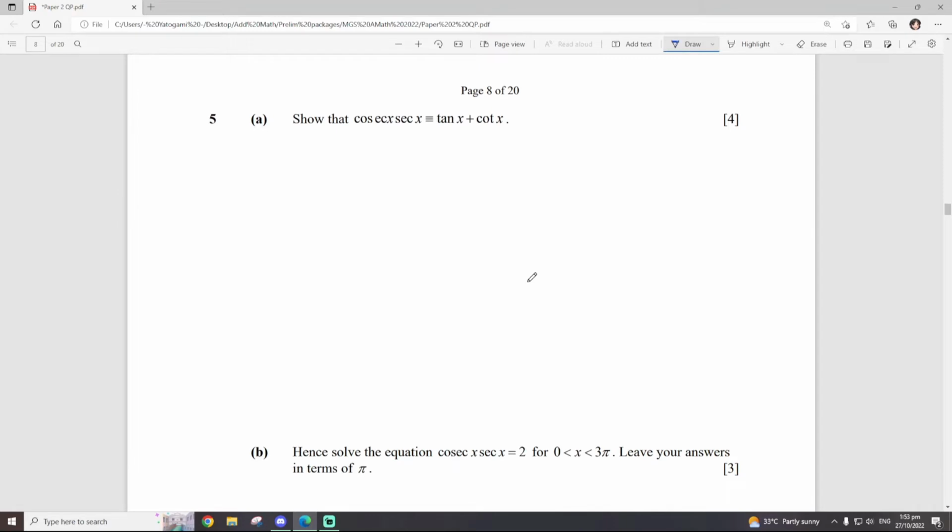Show that cosecant times secant is this. Okay. Now tangent and cotangent, usually these are the ones that I can expand. So I think I will start from the right hand side. And let me write it this way. Cotangent is 1 over tangent, right? So this is tangent x, tangent squared x plus 1 divided by tangent x. Combine it into a single fraction in terms of tangent x first.